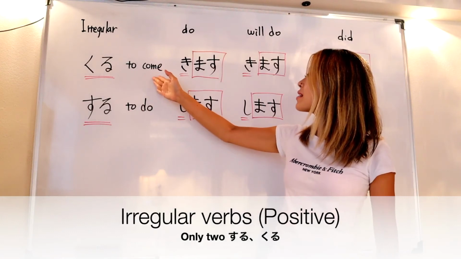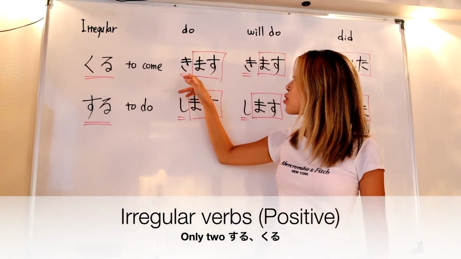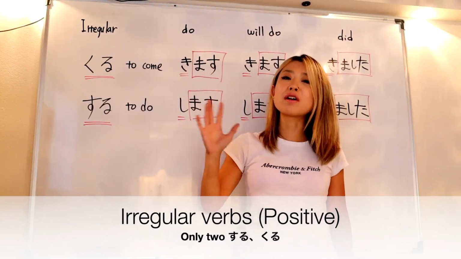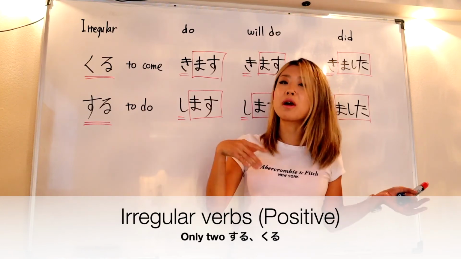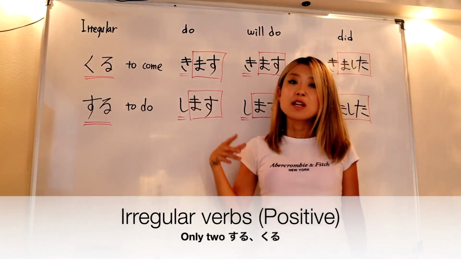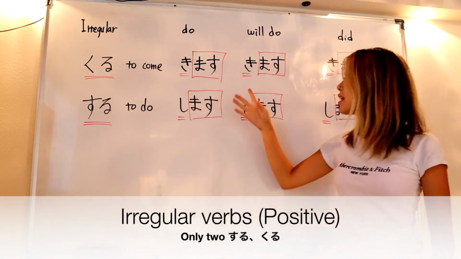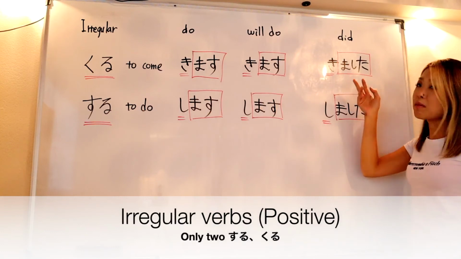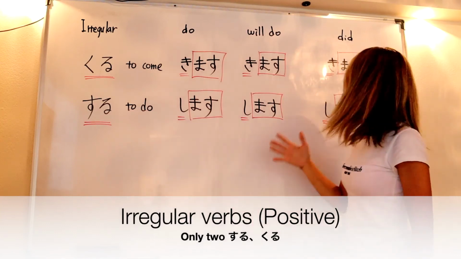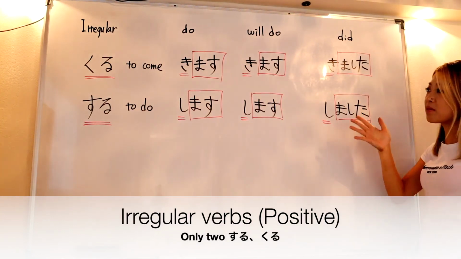So to come is, it's okay because it's irregular. We don't keep this ku. You just change to ki and kimasu. Kimasu is I come. Usually my friends come around 10 o'clock, so after that we will go to the party or something. Usually, present. Will do: she will come in 1 hour. Kimasu again. And came: she already came here. Kimashita. Kimasu, kimasu, kimashita. Masu, masu, mashita, forever, easy, simple.